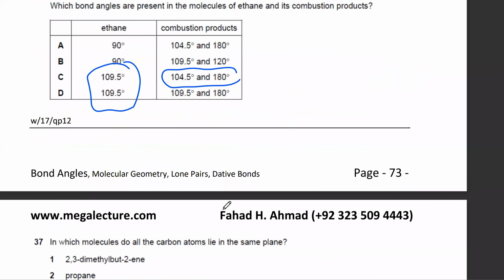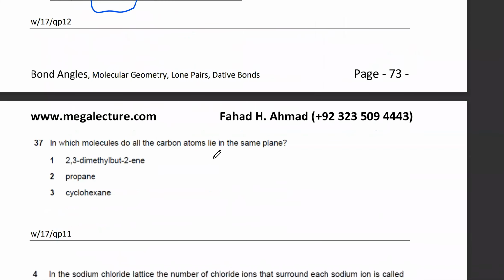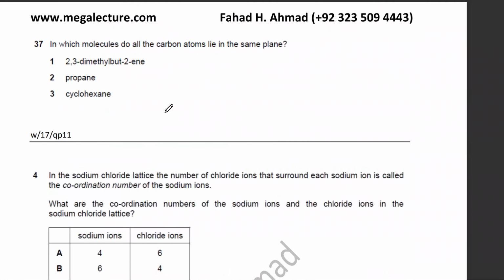So as the next one, in which molecules do all the carbon atoms lie in the same plane? This one is a slightly tricky question. I'll draw the molecules. The molecule is butene, and 2,3-dimethyl. So there's a carbon here and there's a carbon here. I'm not drawing all the other atoms because he's only talking about the carbon atoms. So forget all the other atoms. It's an incomplete structure, but I've only drawn the carbon atoms.